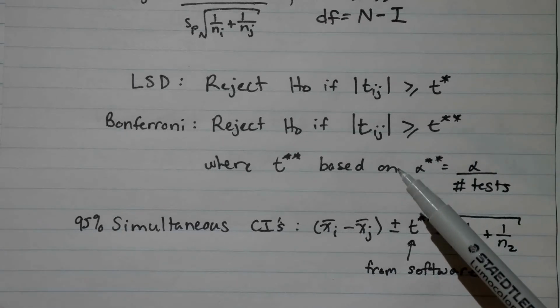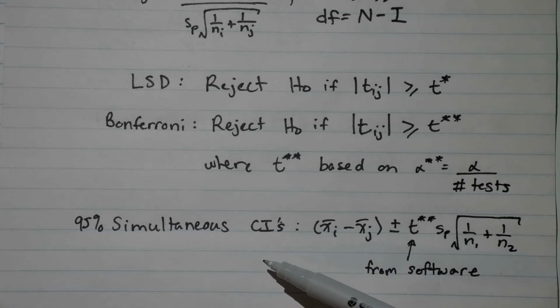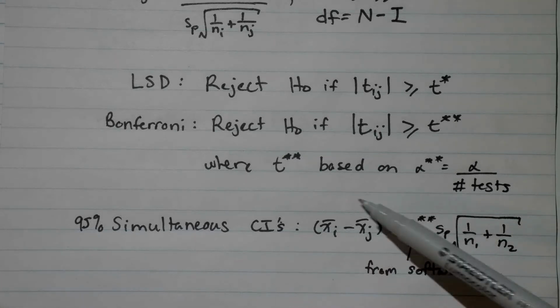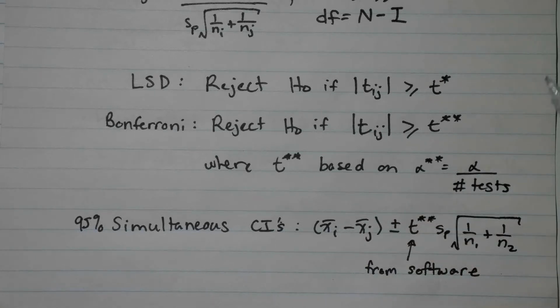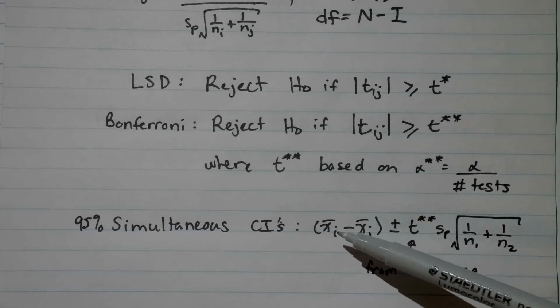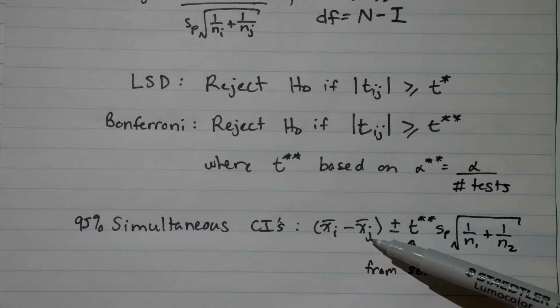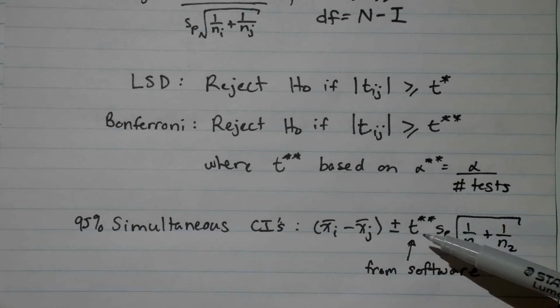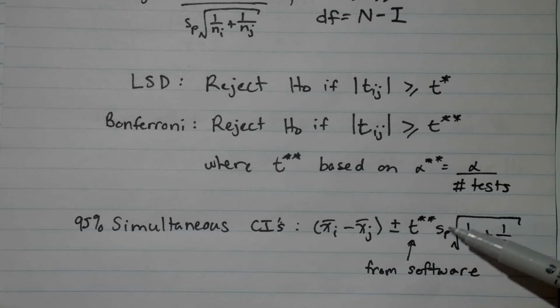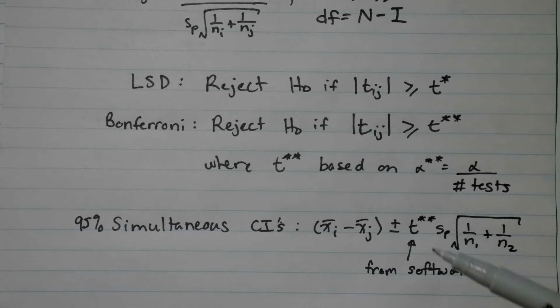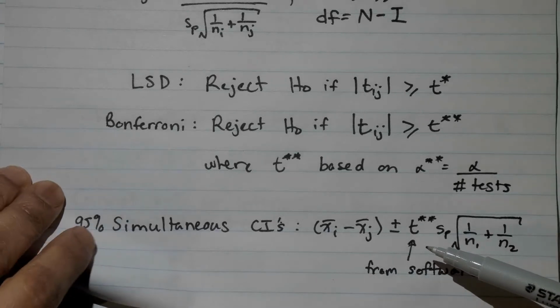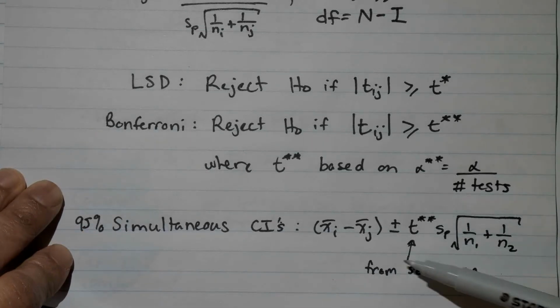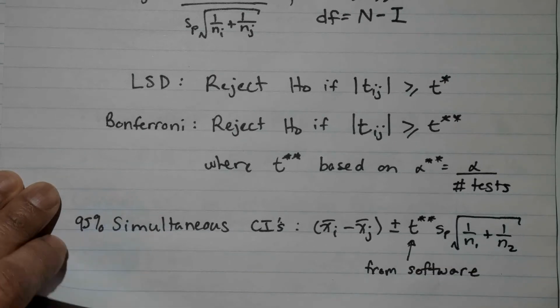If we're worried about these multiple comparisons, we can also build 95% simultaneous confidence intervals for those differences. The simultaneous confidence intervals look at the difference between our sample means plus or minus T**, which is what we get from the Bonferroni method, times the standard error for the difference. And of course, can't forget that the T** value comes from our software. In general, it's hard to calculate the T** from our table D.